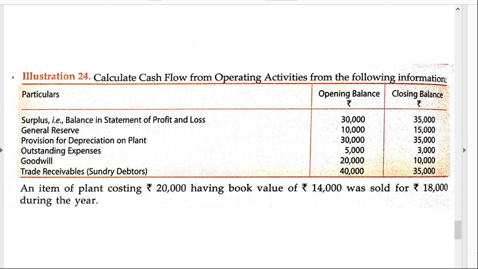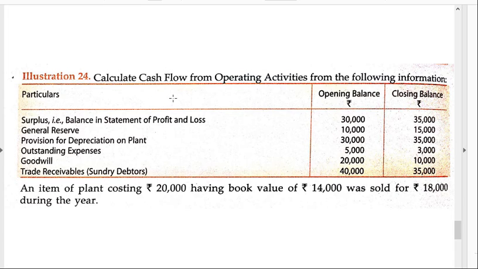Now let's see this with a practical problem. It says: calculate cash flow from operating activities from the following information. Surplus, that is the balance in statement of profit and loss account. You are given the opening balance and the closing balance, right? First is the surplus, then general reserve, provision for depreciation on plant. We are given not the depreciation, we are given provision for depreciation. Clear? Outstanding expenses, then goodwill and trade receivables. Then the additional information says an item of plant costing 20,000 having book value of 14,000 was sold for 18,000 during the year.